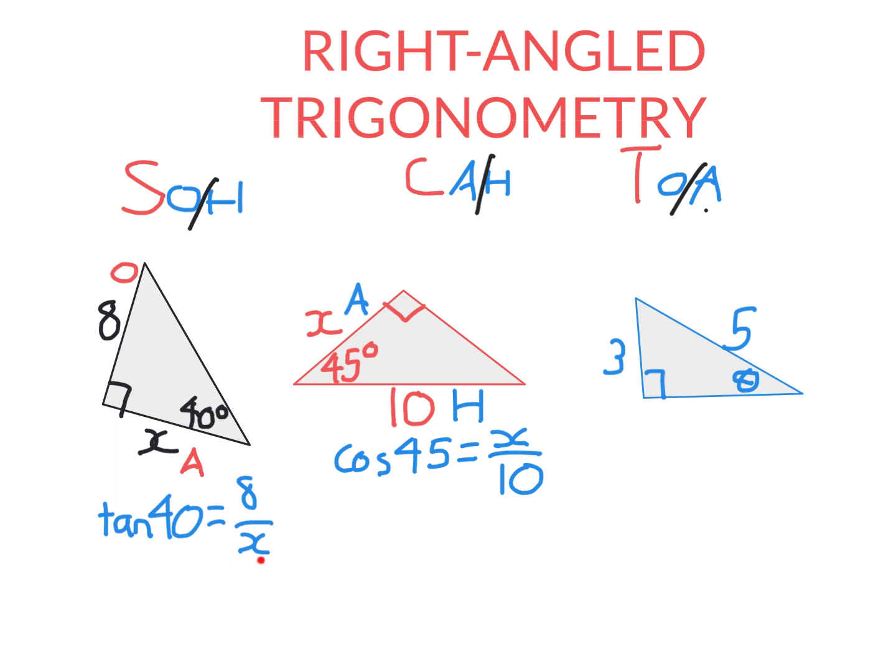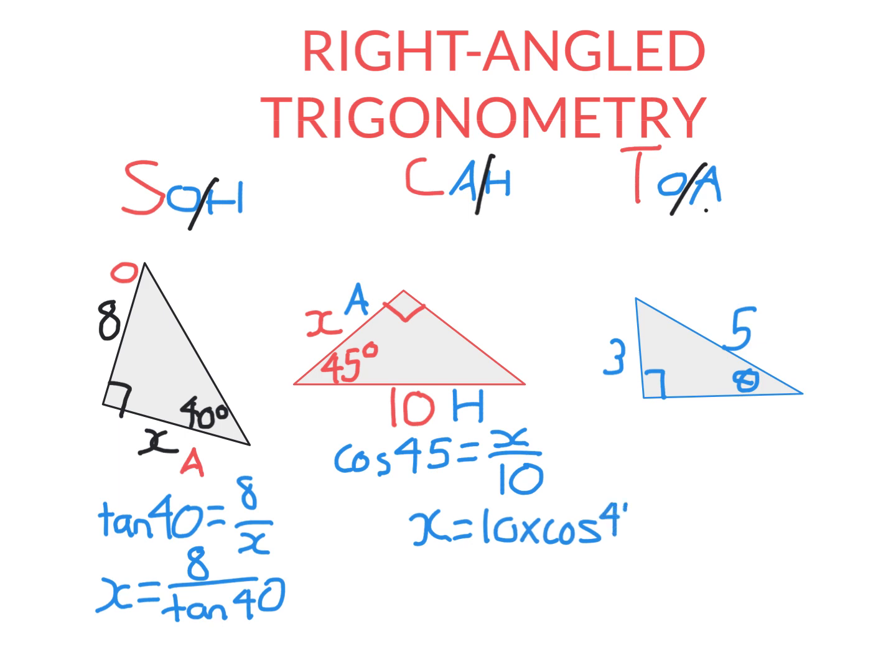So when the thing you want to find is on the bottom, you divide. When it's on the top, you times. What I mean by that is in this equation, to get x by itself, it'll actually be x equals 8 divided by tan 40. I divided because x was on the bottom. Whereas in this equation here, x is on the top, we times. X will be not 10 divide cos 45, but 10 times cos 45.